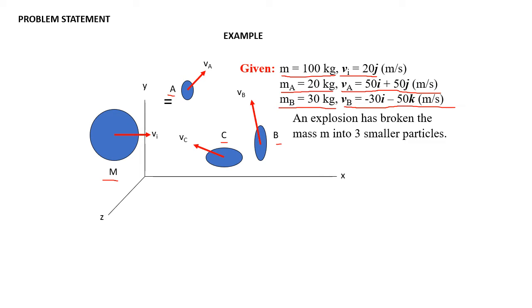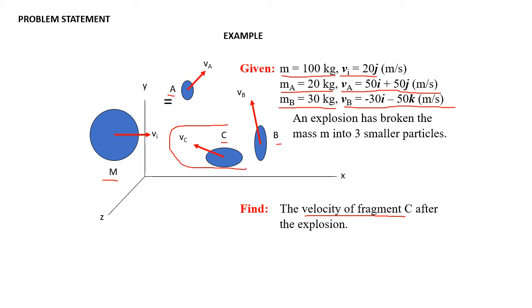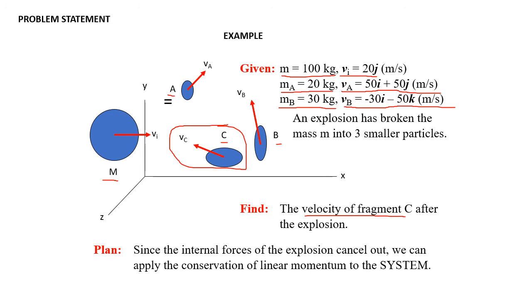Of these three smaller pieces, they want us to find the velocity of the fragment C after the explosion. That's the only one they don't give us. We need to figure out the velocity of this fraction of the mass, C. Our plan: since the internal forces of the explosion cancel out, which is very helpful, we can apply conservation of linear momentum to the system. So we're applying this to the system right here.